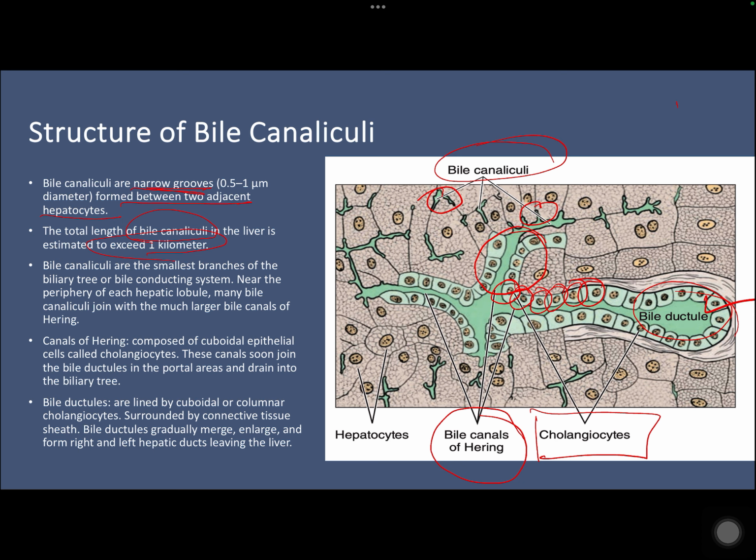So, the canals of Hering are composed of cholangiocytes. These are cuboidal epithelial cells. Also, bile ductules are composed of cuboidal or columnar epithelial cells. If they are cuboidal, we call them cuboidal cholangiocytes. If they are columnar, we call them columnar cholangiocytes.